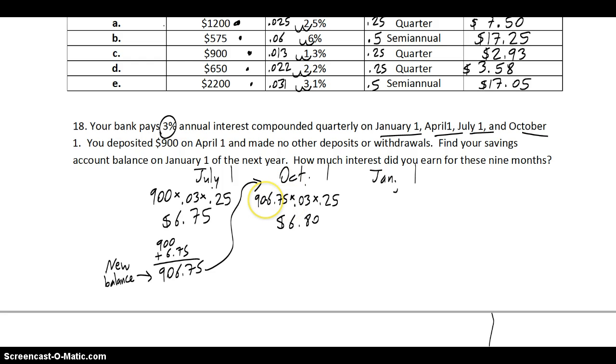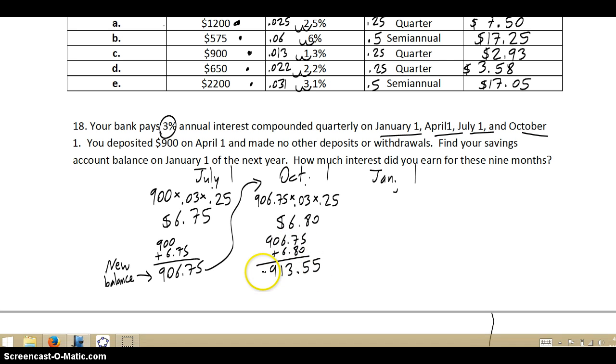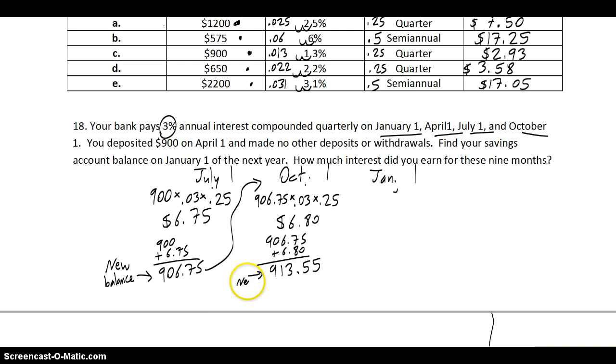Why? Because our principal was more, right? So this is kind of a nice way to build money, right? Go ahead and now take the 906.75 and add in the 6.80, and you should get 913.55. This is your new balance on October 1st. When we get to January 1st, that's our new balance, 913.55. So, again, don't change the 0.03, don't change the 0.25, you're just changing the principal.